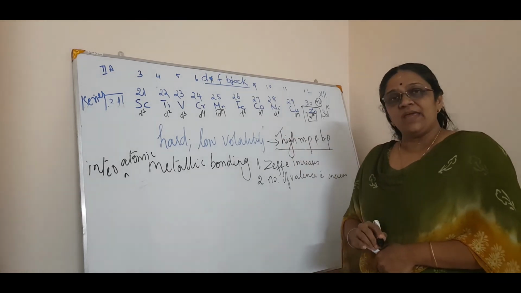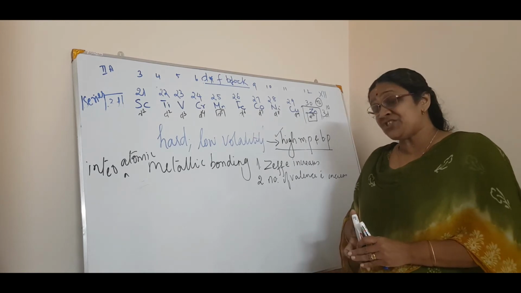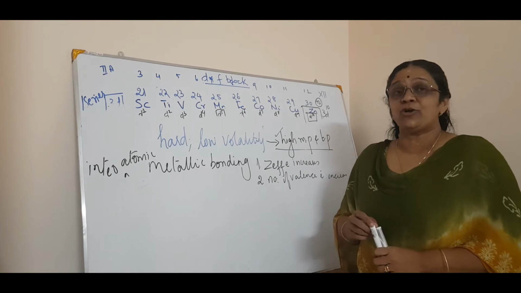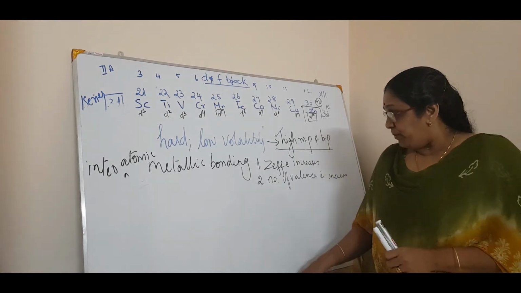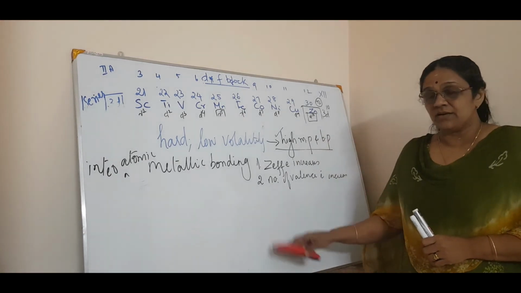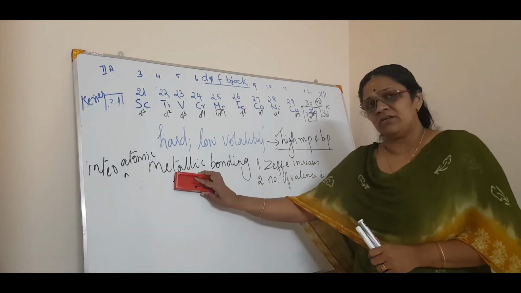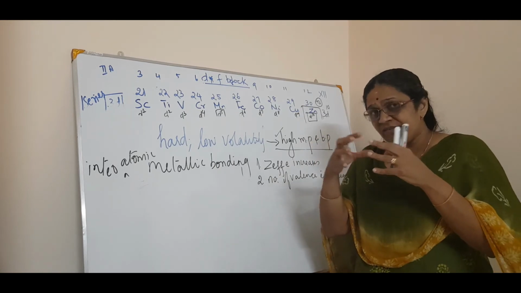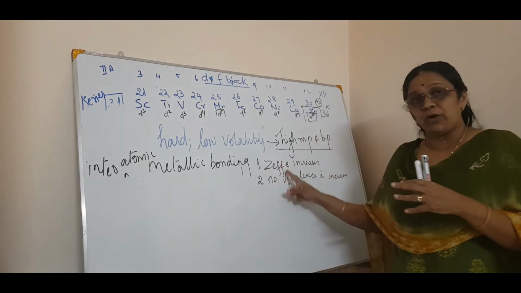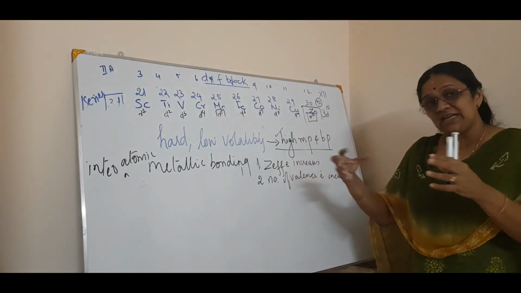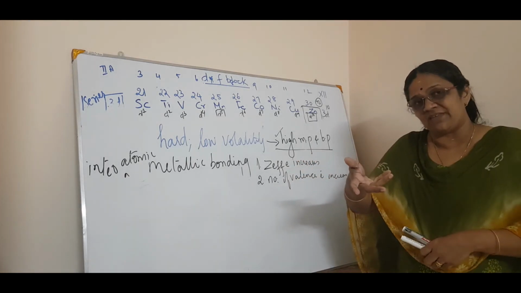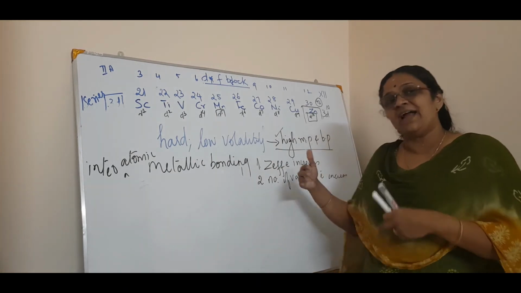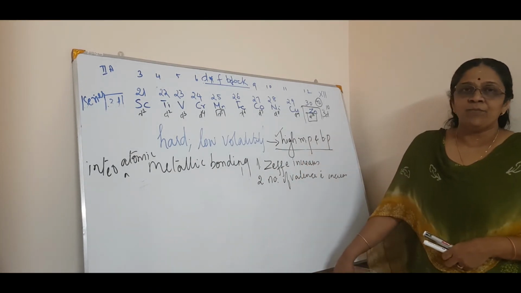At the same time, these transition elements have a high enthalpy of atomization. What do you mean by this? That is nothing but due to the metallic bonding. I told you how strong metallic bonding is. Why is it strong? Because as the effective nuclear charge increases and there are many valence electrons, the metallic bonding is very high. So to break that, you need a high melting and boiling point.